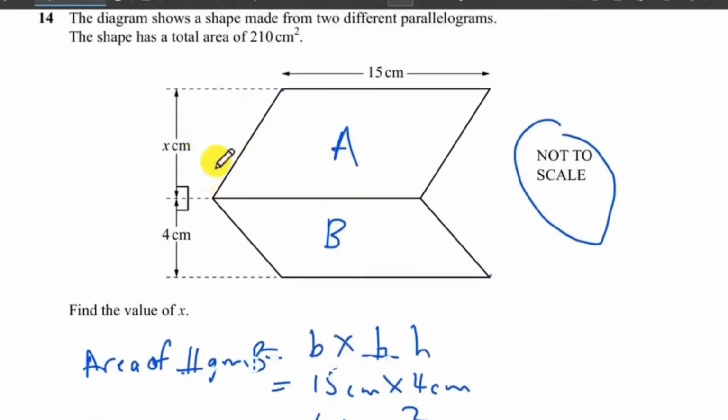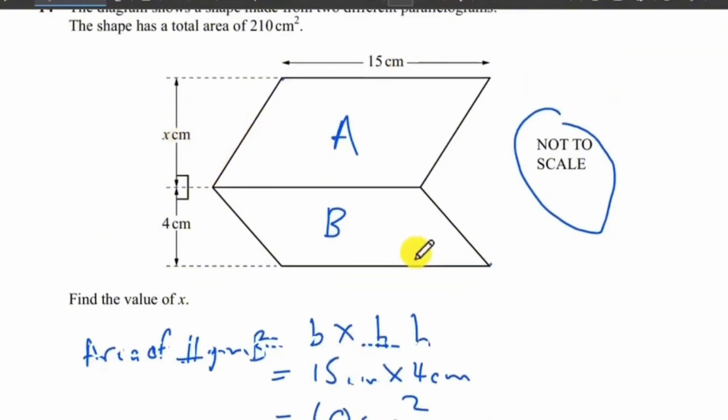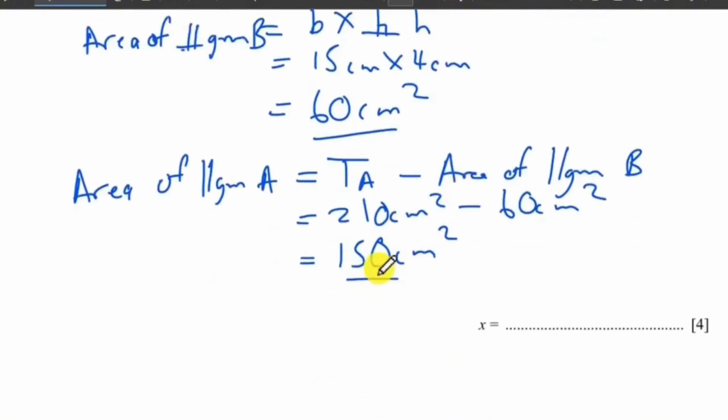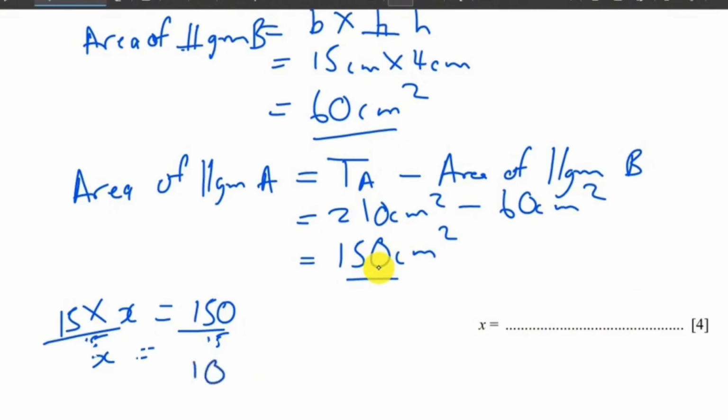X is the perpendicular, so 15 times this x must give us 150. So 15 multiplied by x is equal to 150. To find x, we simply divide both sides by 15. X equals 150 over 15, which is equal to 10 centimeters. So x is equal to 10 centimeters.